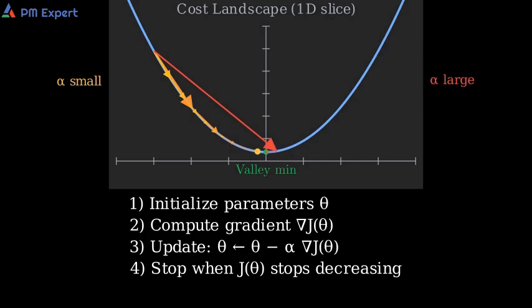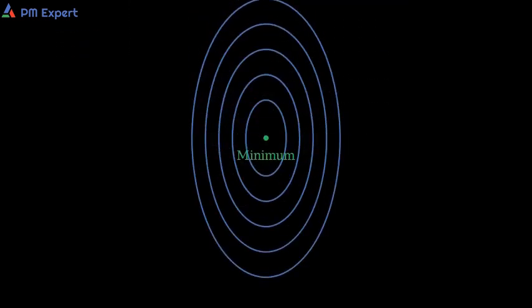Finally, here is a two-parameter picture. The curves are contour lines of equal cost. The gradient points perpendicular to these lines. Downhill, gradient descent follows a path that zigzags toward the minimum as we repeat the update rule.